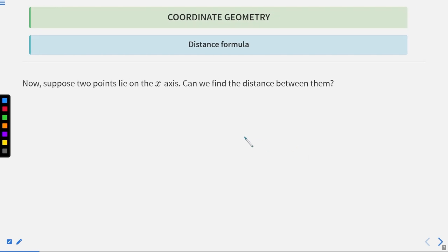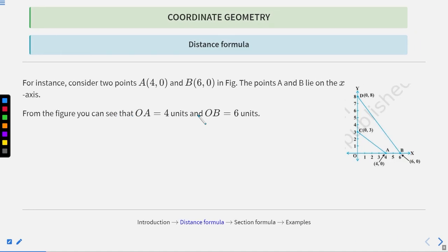Now suppose two points lie on the x-axis, can we find the distance between them? We know any points which lie on the x-axis are of the form (x, 0). So if we have two points on the x-axis, we can easily find the distance. For instance, consider two points on the x-axis, A (4, 0) and B (6, 0), as shown in this figure.